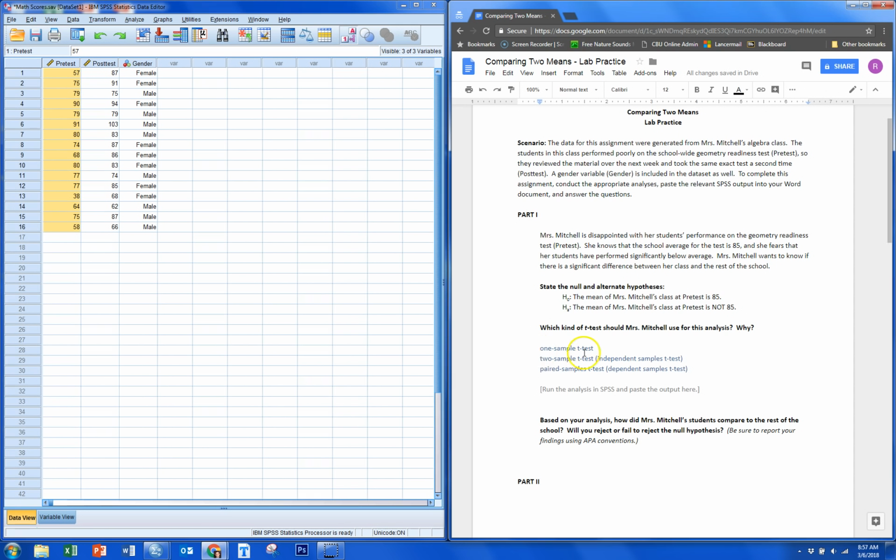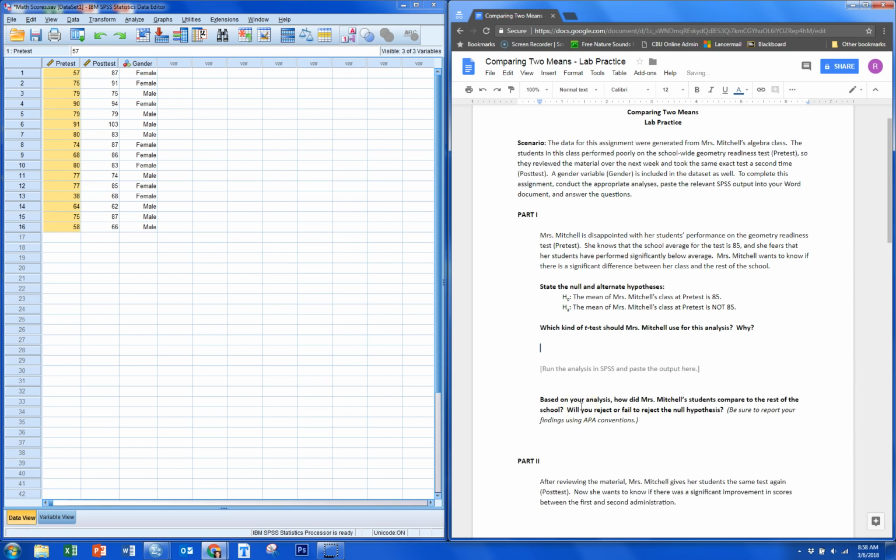So we're going to use a one sample t-test, because we have one sample, one mean from our kids, comparing that to a known population mean of 85. One sample t-test. I'm going to go ahead and delete the other ones, and we will put that in here. So Mrs. Mitchell should use a one sample t-test. And why? The first thing is knowing which test to use, but also being able to explain why that's important.